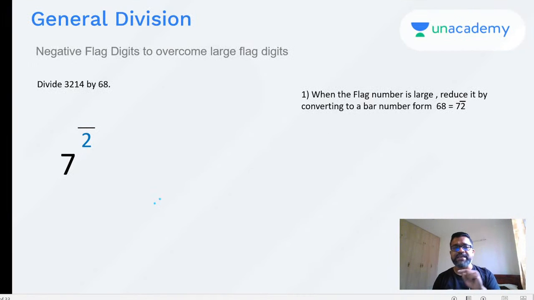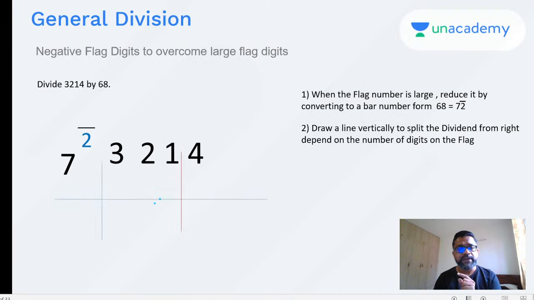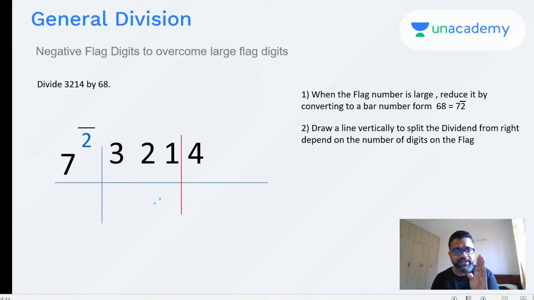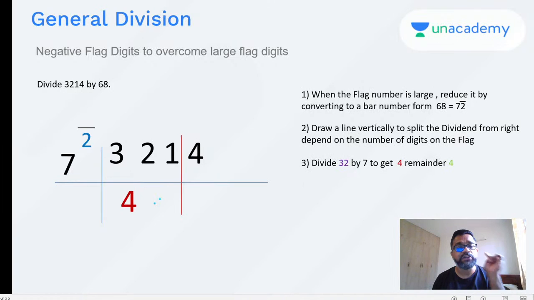68 can be written as 7 bar 2, right? So 3214, I draw that line vertically there. And then what do I divide? I divide 32 by 7. See, when you want to divide, you can't divide 3 by 7. So you take the most comfortable number that you can divide by 7 here, in this case 32. 32 divided by 7: 7 4s are, remember your 7 tables, 7 4s are 28, with a remainder of 4.